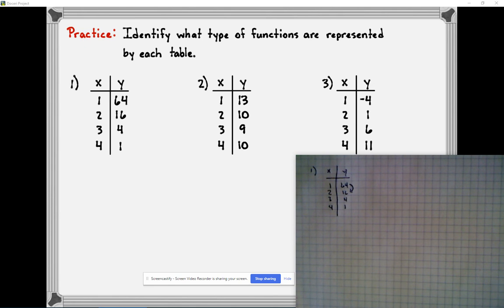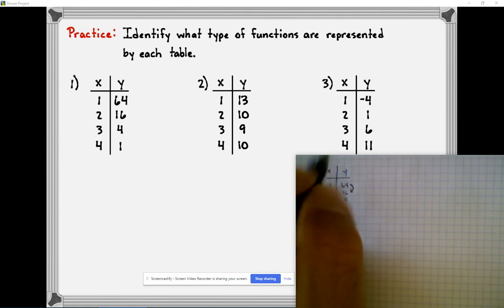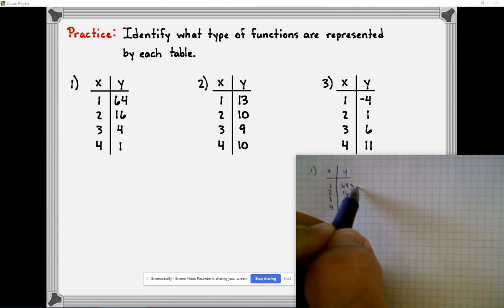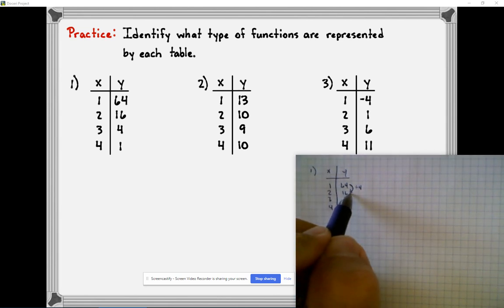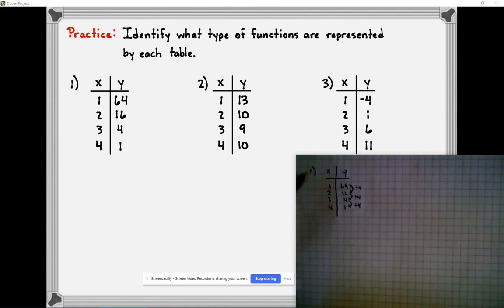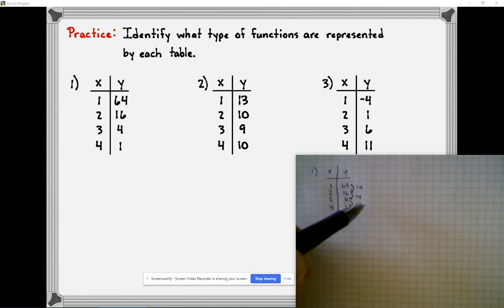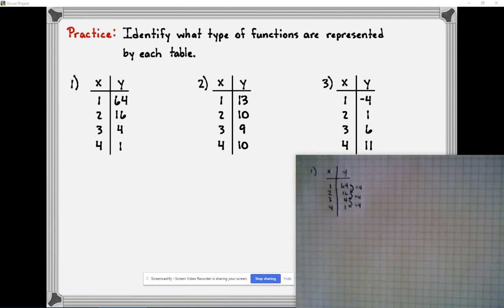Well, how do I go from 64 to 16 to 4 to 1? I notice that all of those are factors or multiples of 4. So you could say that from 64 to 16, you divided by 4, okay? Let's see if that's consistent going forward. From 16 to 4, I also divided by 4. And then from 4 to 1, I also divided by 4. So we can see a consistency, but this is a consistency of division.